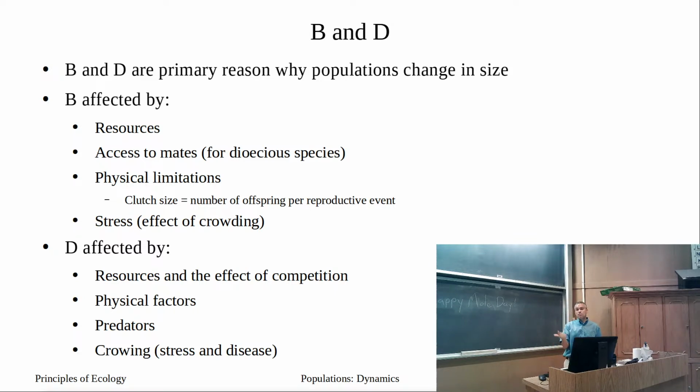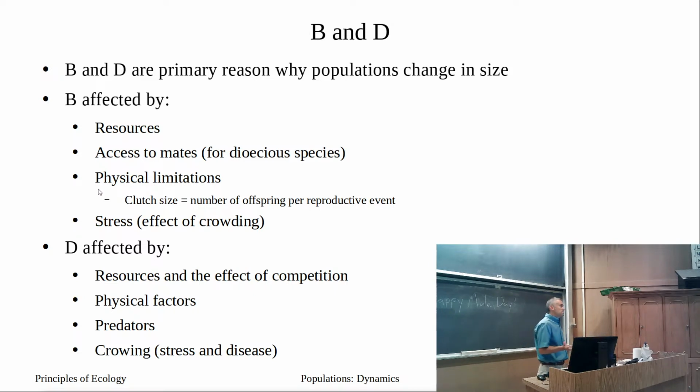Access to mates. This is important for dioecious species. If we don't have mates, we're not going to mate, and that means our populations could likely go down. Physical limitations. You might not have considered this, but clutch sizes. Maybe we have an unbelievable number of resources available. The rate at which our population size increases would be limited by how many offspring we can actually have per reproductive event. So you'd predict a massive increase, but it doesn't happen. We see an increase, but it's not massive. That could be due to our clutch size.